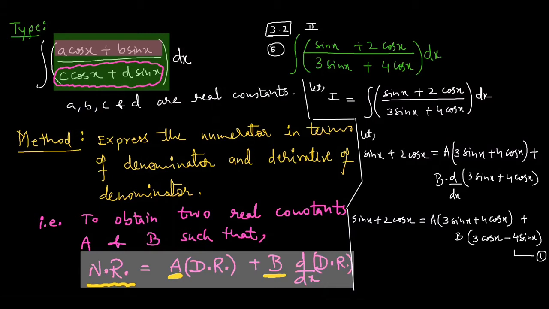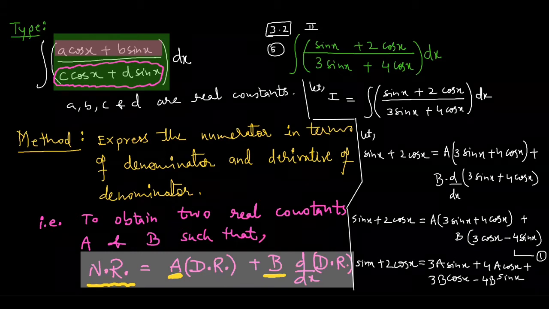Remember. Okay. What is next step? Next step is, now I will multiply this A and B inside the bracket. So see, I will get sin x plus 2 cos x equals 3A sin x plus 4A cos x plus 3B cos x minus 4B sin x. So next step, see what will happen.